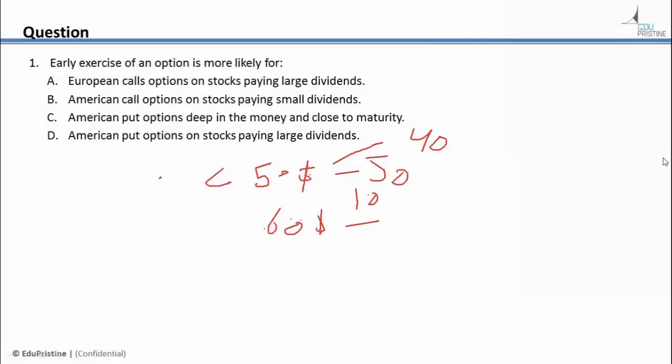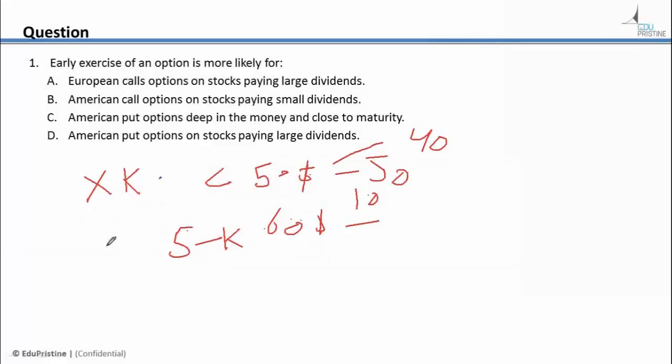I got a question from Ashish. Spot price is the current stock price, so it is denoted by S, and exercise price or the strike price, sometimes people denote it by X, sometimes by K. So it is S minus K if it's a call option. If it is 60, it's 60 minus 50, which is $10. But if it's 40, it's 40 minus 50, which is minus 10.